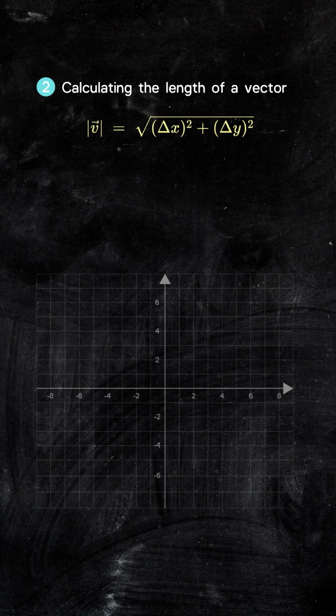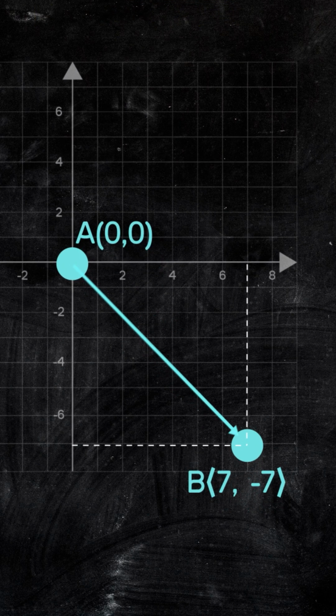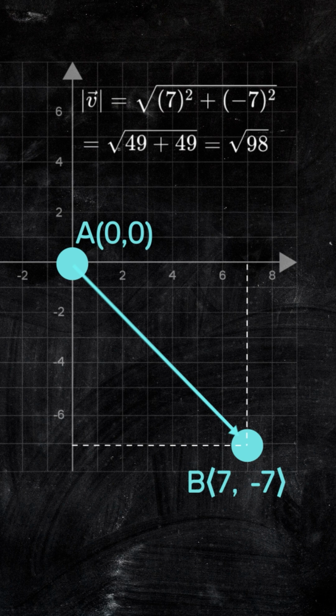So if we go back to the previous problem, we'll say the difference in x coordinates squared, which came out to be 7 squared, then plus the difference in y coordinates squared, which is (-7) squared, which will give us 49 plus 49, which is the square root of 98, which equals approximately 9.9.